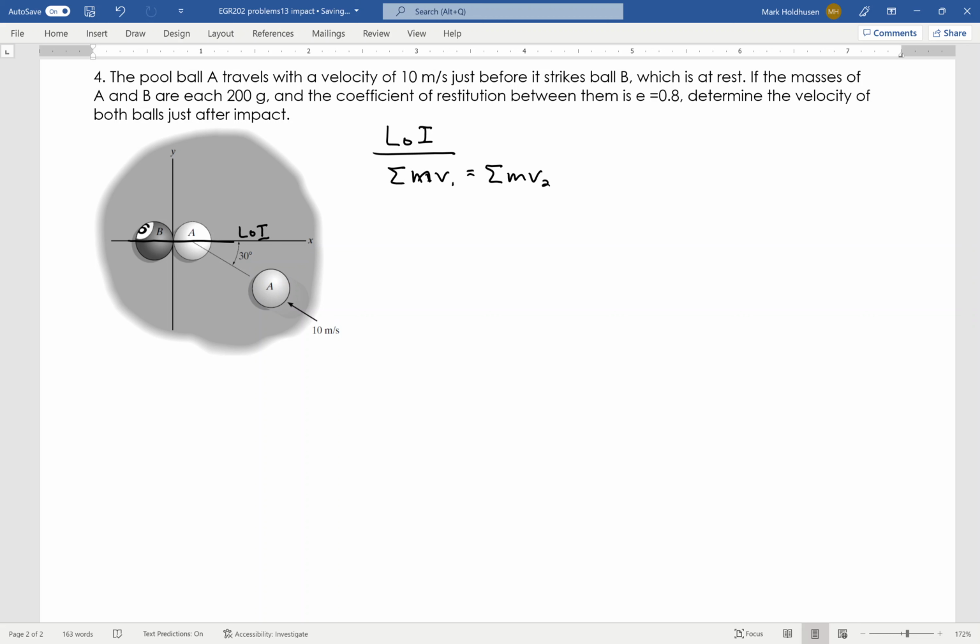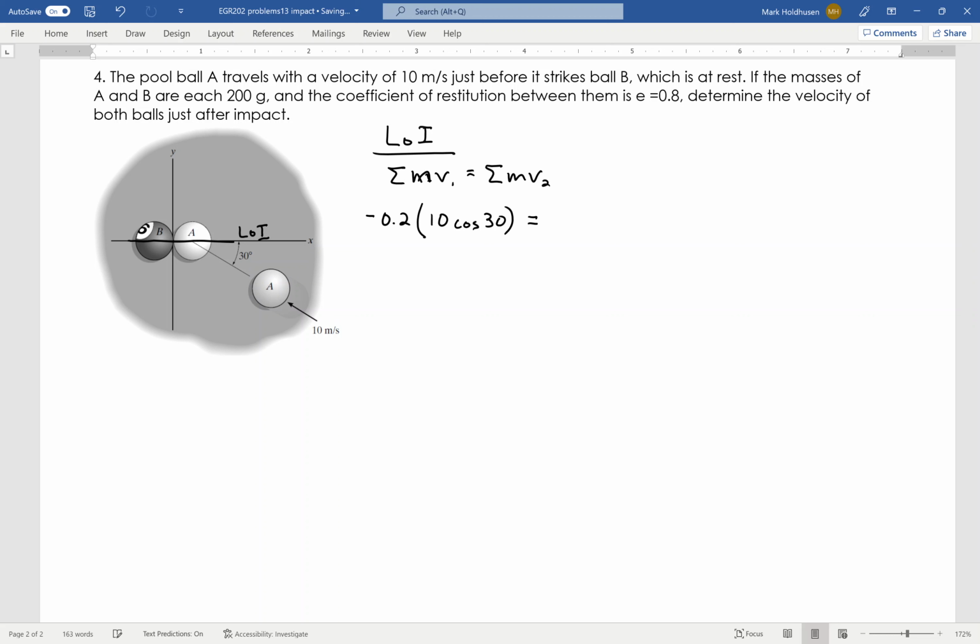So initially, along the line of impact, that's the x direction essentially. The only thing I've got is velocity A coming in initially, right? And that's got a mass of 0.2. I've got the negative sign because it's traveling in the negative x direction. And that is 10 cosine 30 in the x direction. So that's the initial momentum of this thing.